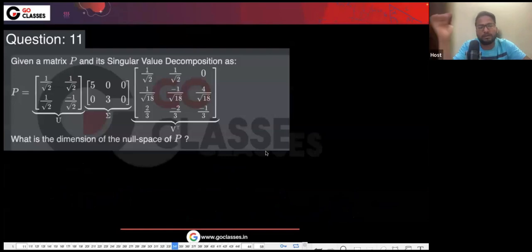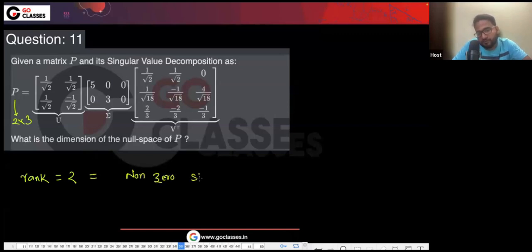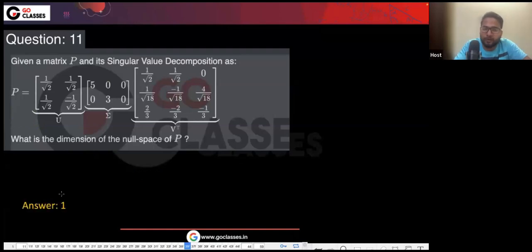Now let's just see this. This is question number 11. What is the dimension of the null space of P? So basically they are asking for the nullity. What is the rank of this P? P is a 2 cross 3 matrix. Rank is 2, because there are two non-zero singular values. So what about nullity? How many columns are there in total? 3 columns. So nullity will be 1.